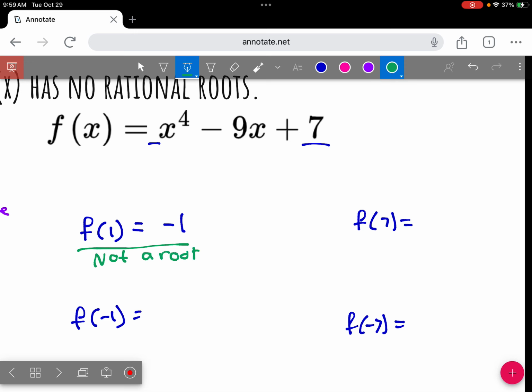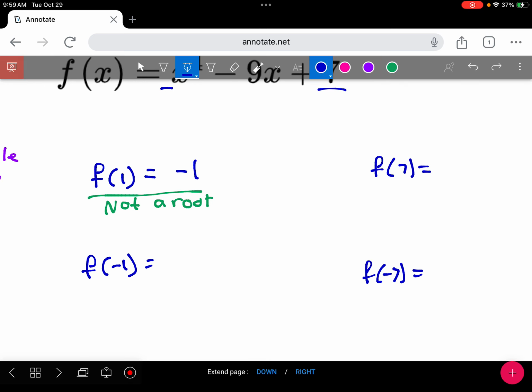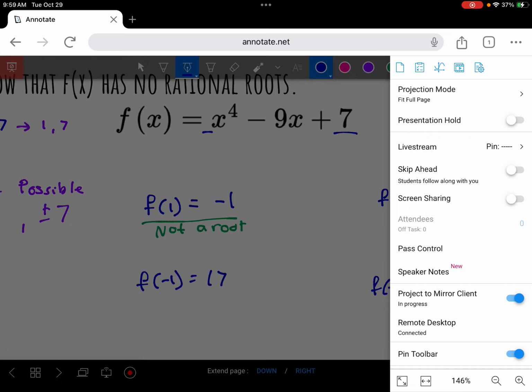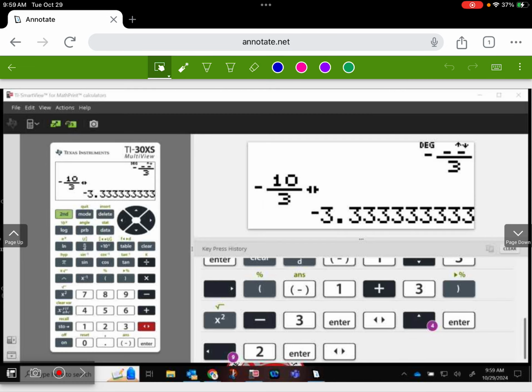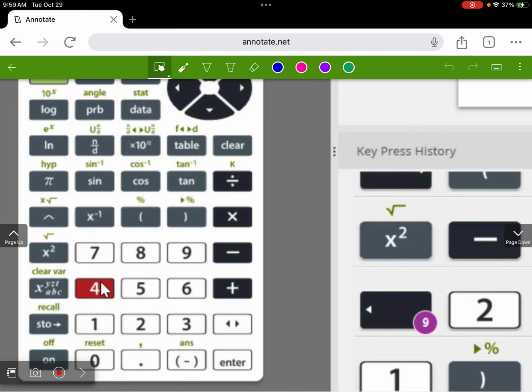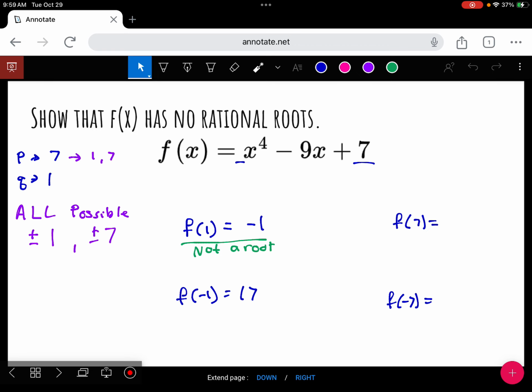What value do we get for f of negative 1? We should get 17. So that one is also not a root. We substituted in, so when in doubt, make sure we include the parentheses on these things. So our negative 1 to the 4th. Ooh, I don't have the equation in front of me. So minus 9 times negative 1.